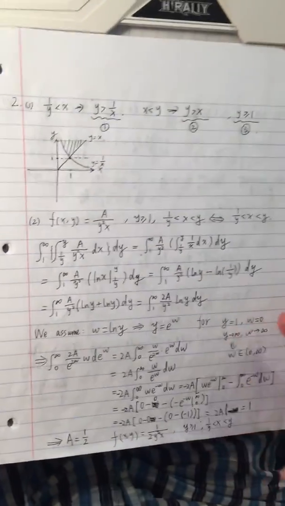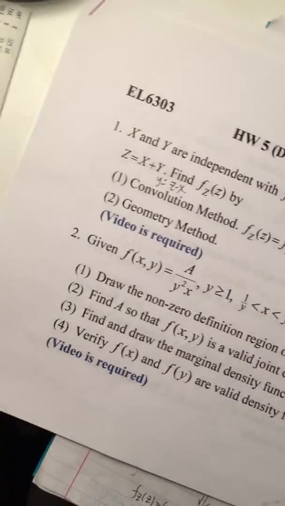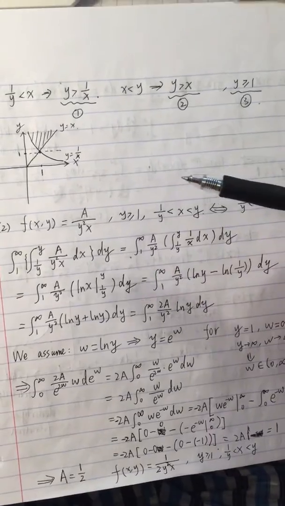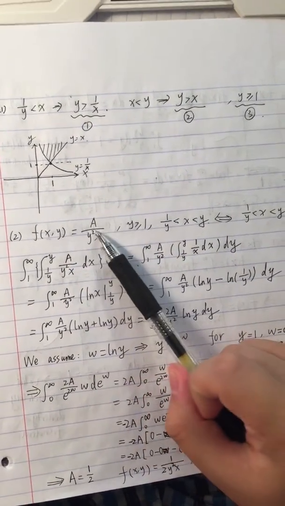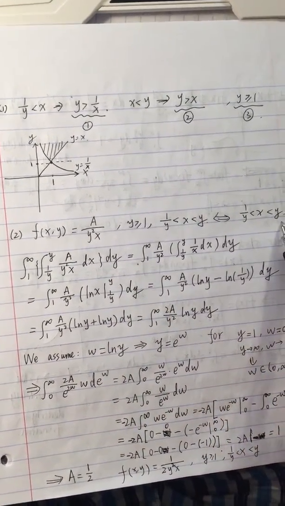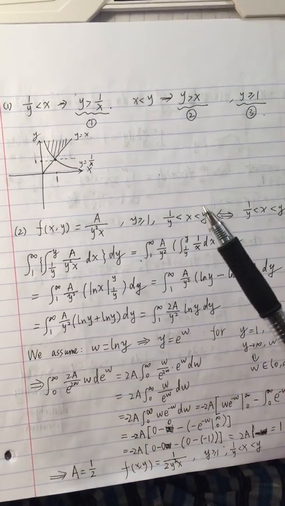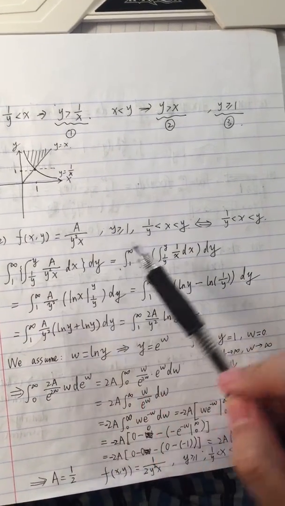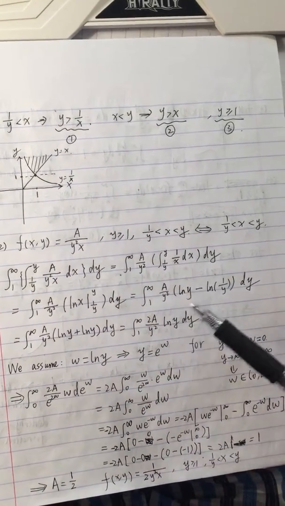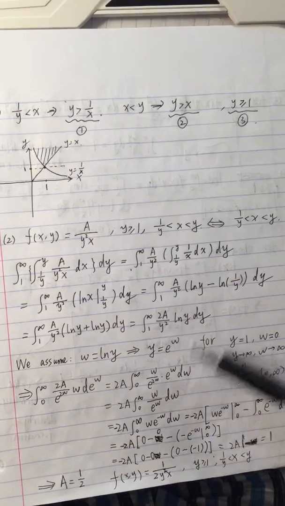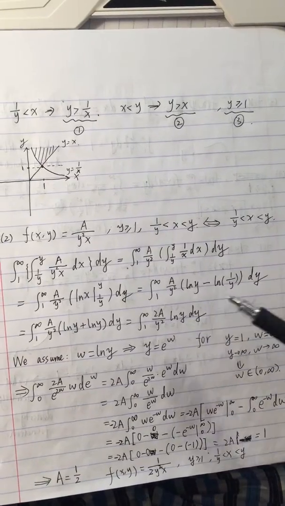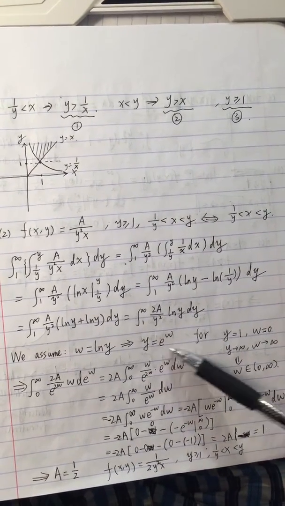And for the second question, find a so that fxy is a valid joint density function. So how to get a valid joint density function? fxy is like this. To get a joint density function, we do a double integral over dx and dy. After that, we can easily find that it's like this. We set omega equal to ln y, and we can easily find y is equal to e to the omega.